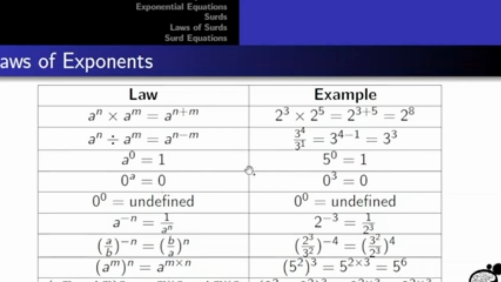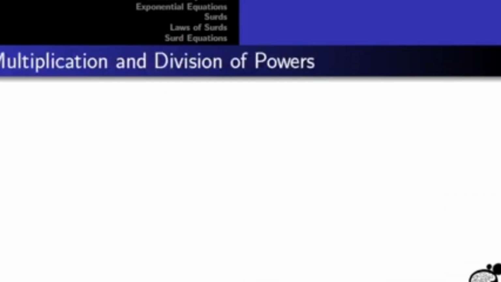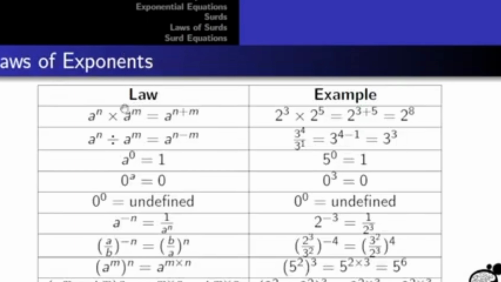The first one is when you multiply exponents with the same base. What you do is take the same base and add the exponents. Here it's n plus m, so it's one base and you add the exponents. For example, you have 2 to the power 3 times 2 to the power 5. You take the one base, add the exponents, and get 2 to the power 8.